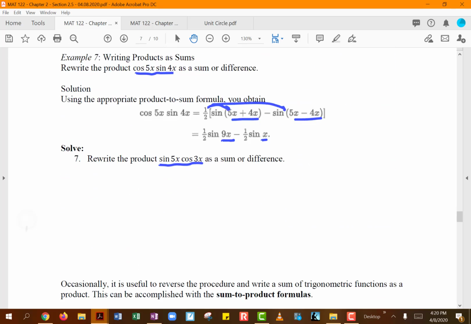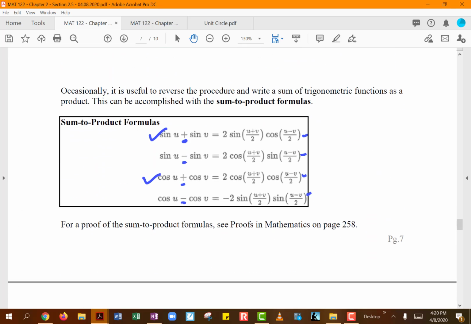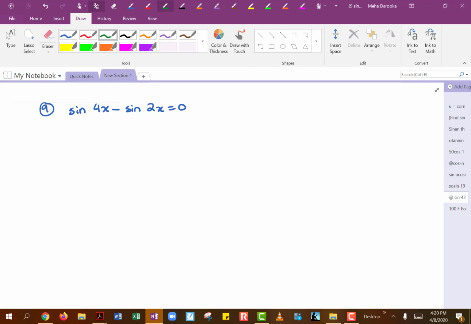There we go, the second function over here: sine of u minus sine of v. So let's go ahead and write that rule down here. Sine of u minus sine of v is going to be 2 times cosine of u plus v over 2 multiplied by sine of u minus v over 2.